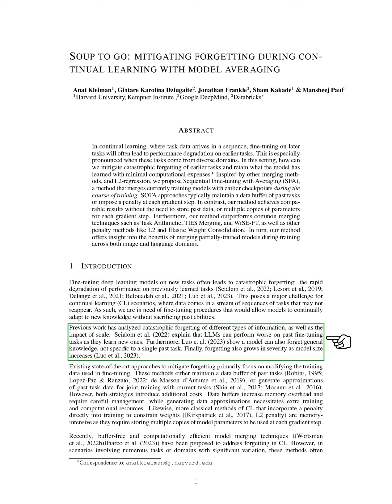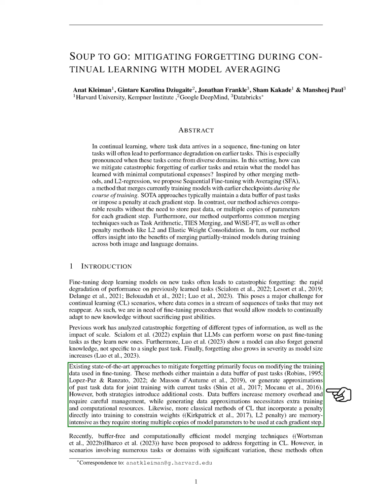Research has shown that large language models, LLMs, can perform worse on earlier tasks as they learn new ones. Additionally, these models can forget general knowledge, not just information tied to specific tasks, and the severity of forgetting tends to increase with model size.